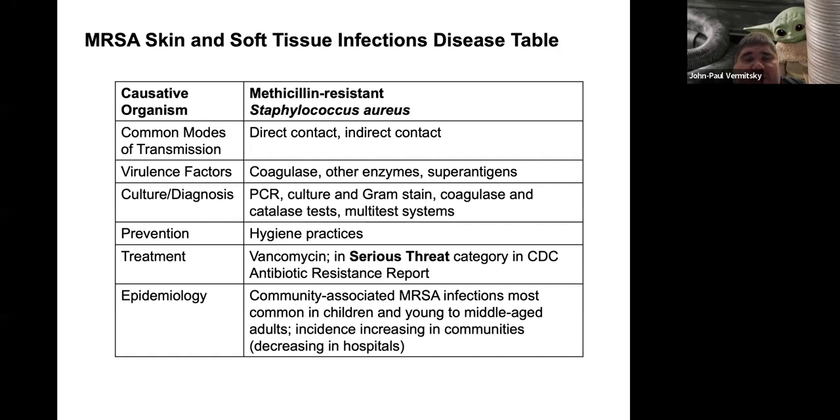It is considered a serious threat in the CDC's antibiotic resistance report, which came out in 2020. This is an organism, especially the drug-resistant strains, that we are concerned about. Community-associated MRSA infections are most common in children and young to middle-aged adults. It's usually a result of contact sports. Most infections in the US are due to hospitals, but we are seeing that come down with better practices.